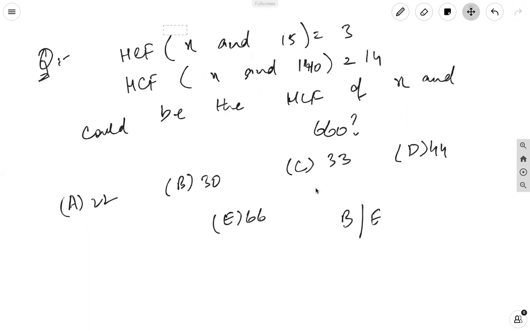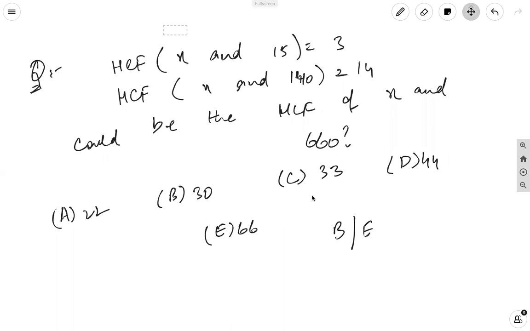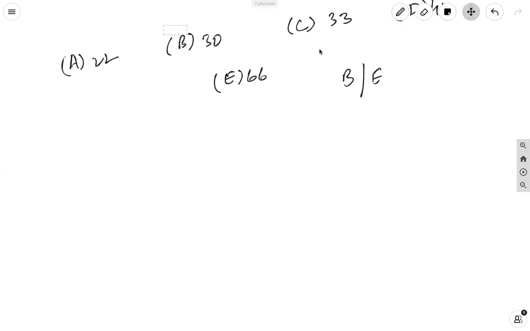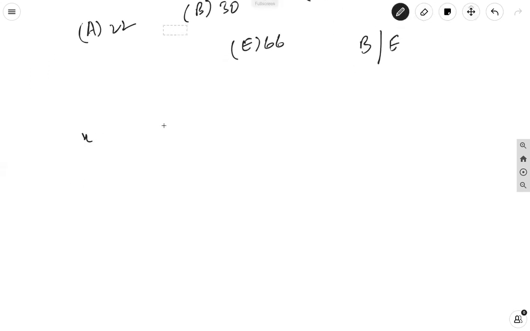The question is saying that the HCF of x and 15 is 3. We have x and 15. If we prime factorize 15, that is 5 into 3, right? Their HCF, as per the question, is 3. This means the common factor in both is 3, right? So we can say that x is 3 into a for the time being.